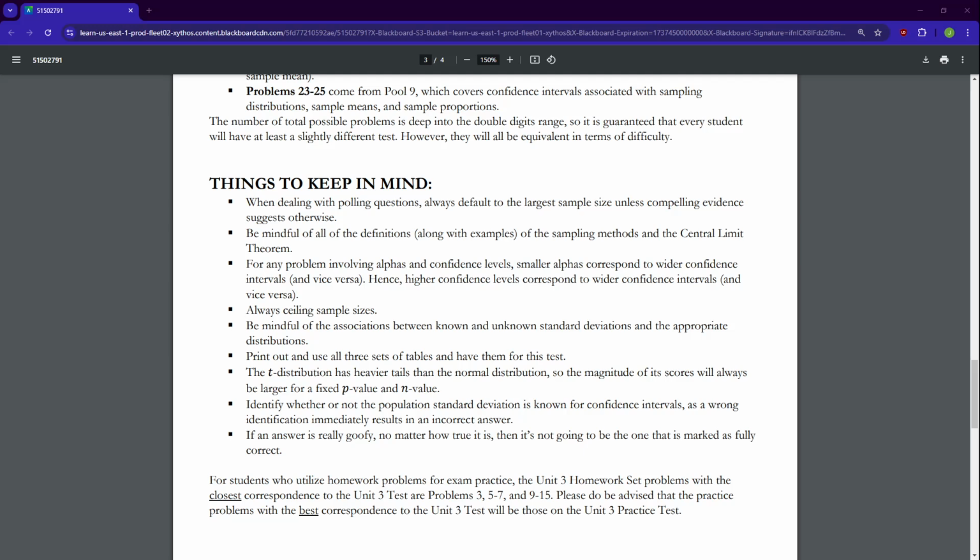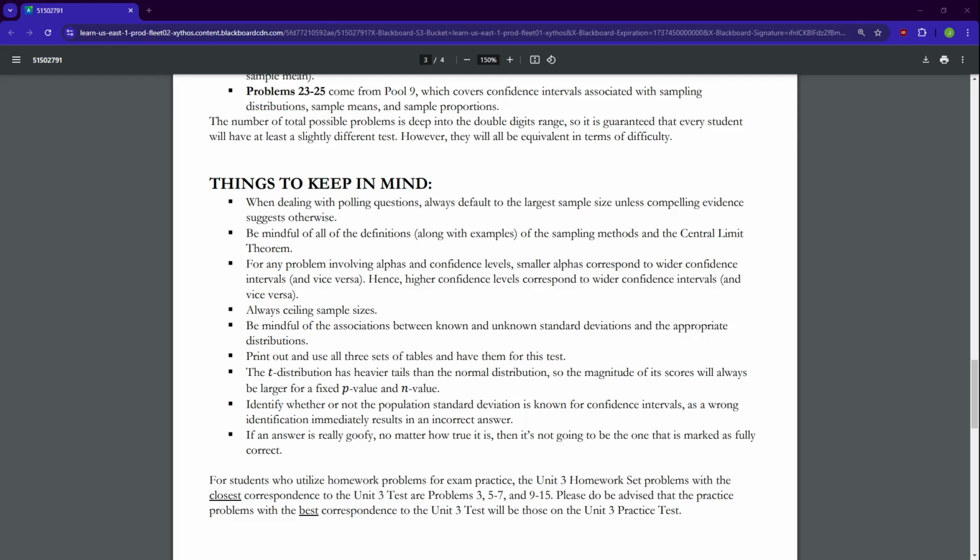And you also need to know which distribution applies to whether or not you know the standard deviation for the population. If you don't know the standard deviation for the population, then you'll use the t-distribution. And if you do, then you'll use the normal distribution. For this test, you will need to have all 3 sets of tables. If you do not have all 3 sets of tables, you're going to find the back half of the test to be nearly impossible. And even with good luck, you'd be looking at best, a C.